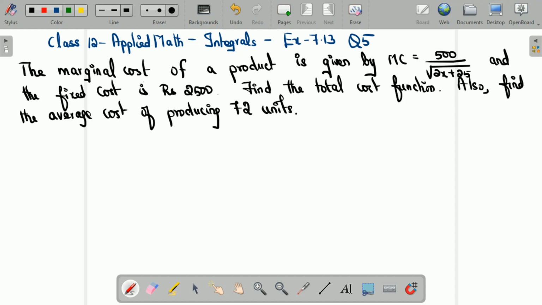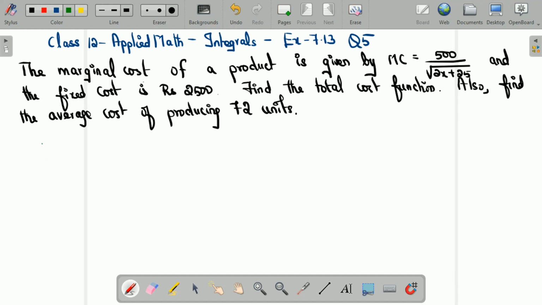In this video, let's find the solution for the fifth question in exercise 7.13. The marginal cost of a product is given by MC is equal to 500 divided by root of 2x plus 25 and the fixed cost is rupees 2500. Find the total cost function. Also, find the average cost of producing 72 units.